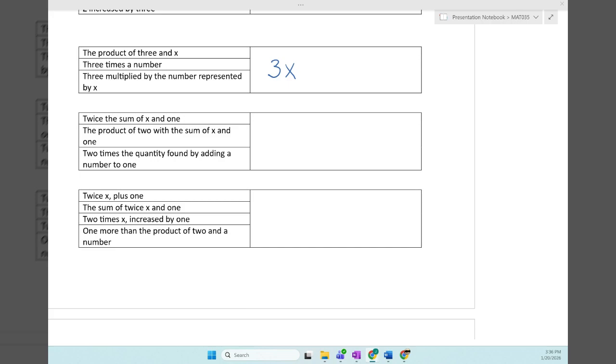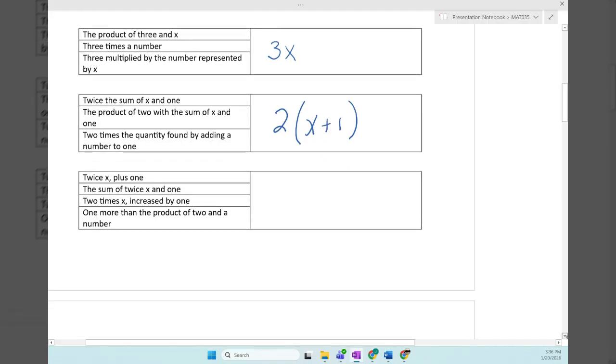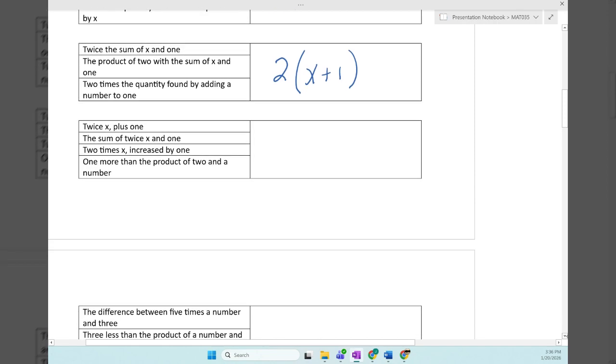So if we're talking about twice the sum of x and 1, we are going to have 2 times some sum of x plus 1. Okay? And also, when you see the quantity found, that statement there, we're talking about something that's sitting inside of parentheses. Okay? And now let's look at the next one.